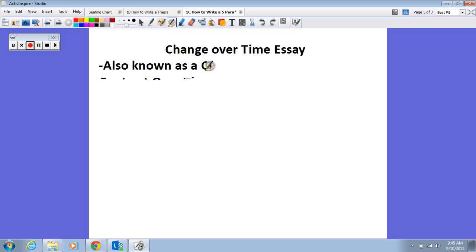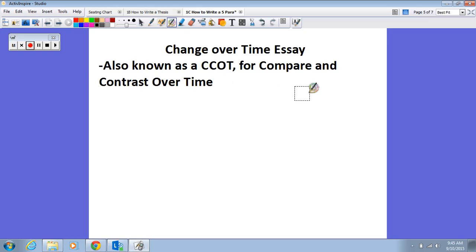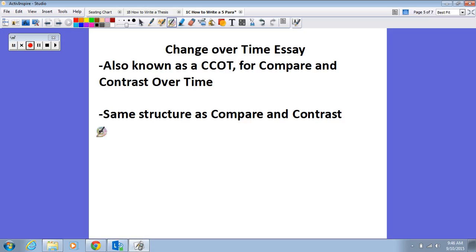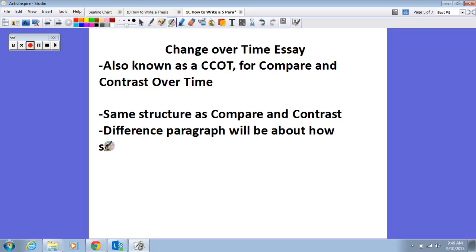All right, change over time is also known as a CCOT, and what it is, it's a compare and contrast over time. It's very much just like a compare and contrast essay. It's going to have the same structure. The only difference is that the difference paragraph is going to be about how something changed over time. Okay, so now instead of talking about 2 things that happen at the same time, we might be talking about how things have changed or how things have evolved.